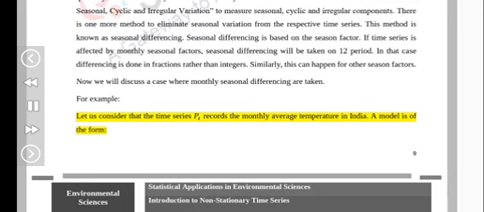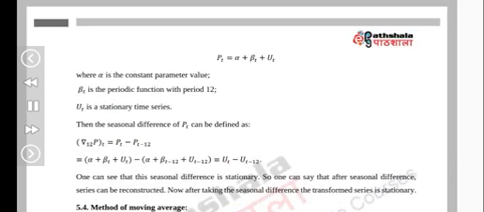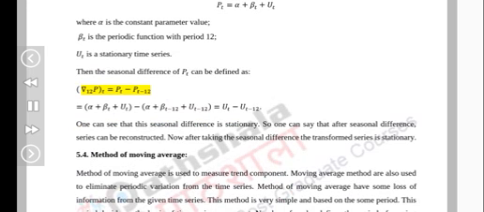A model is of the form Pt equals alpha plus beta t plus ut, where alpha is the constant parameter value, beta t is the periodic function with period 12, and ut is a stationary time series. Then the seasonal difference of Pt can be defined as nabla 12 Pt equals Pt minus Pt minus 12.